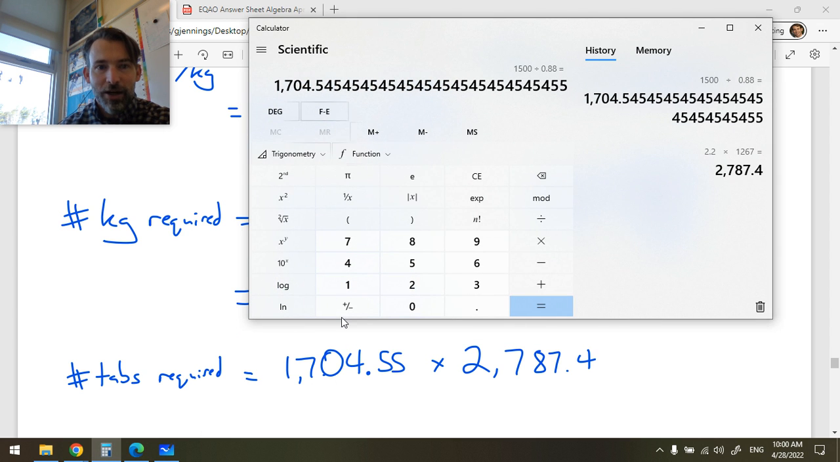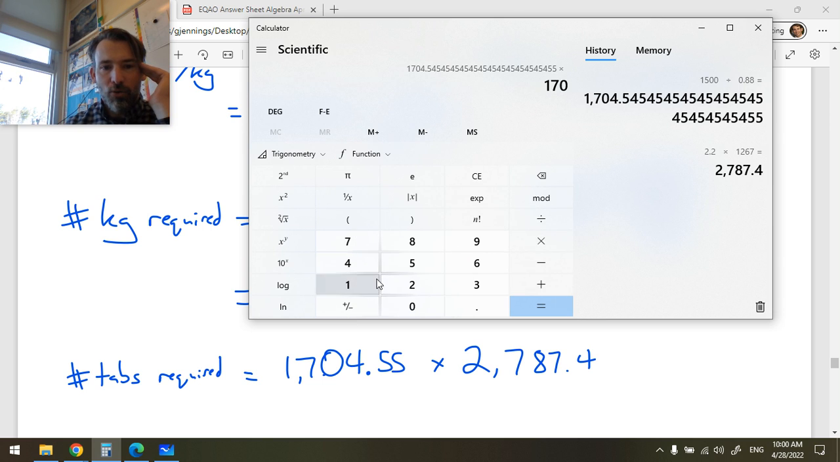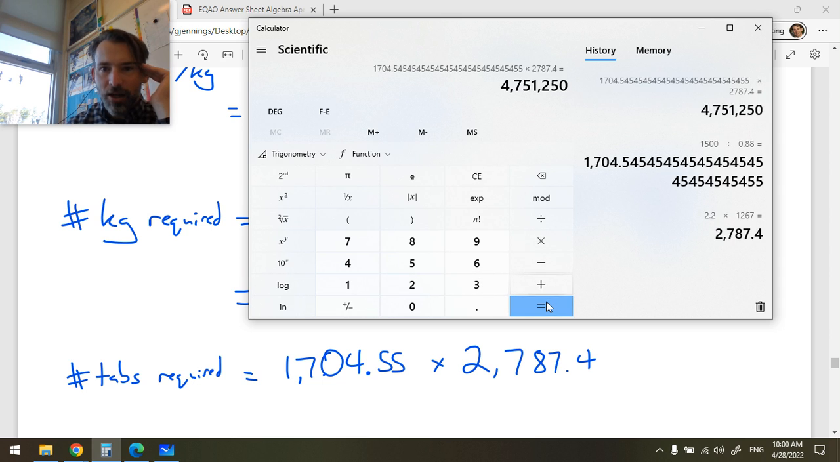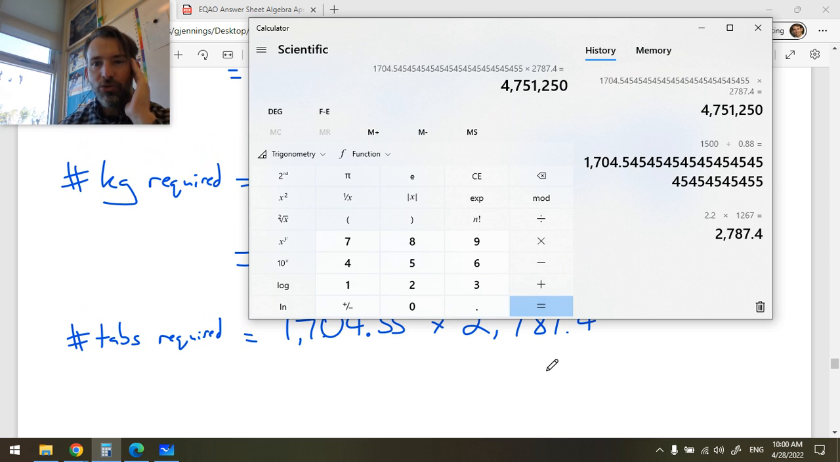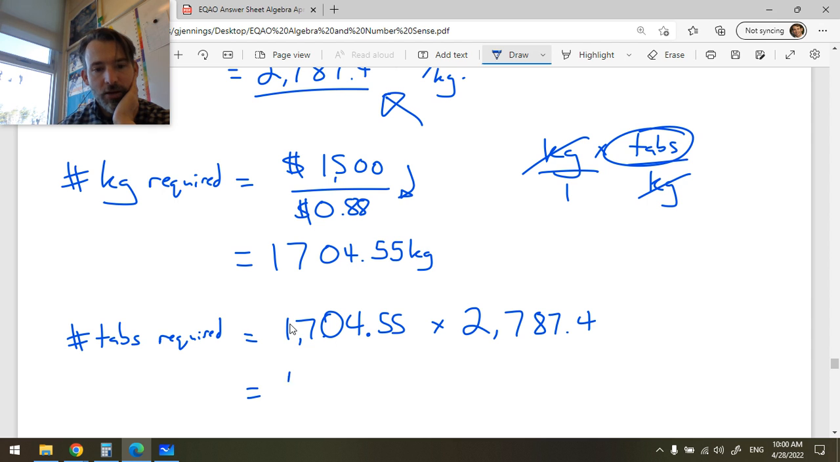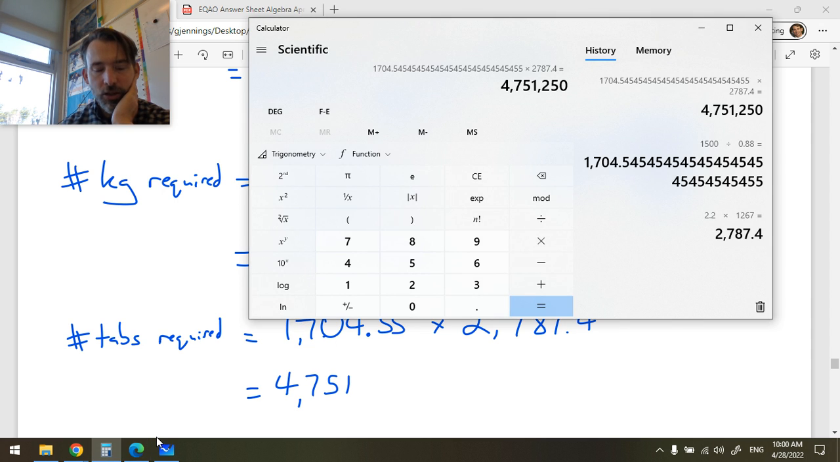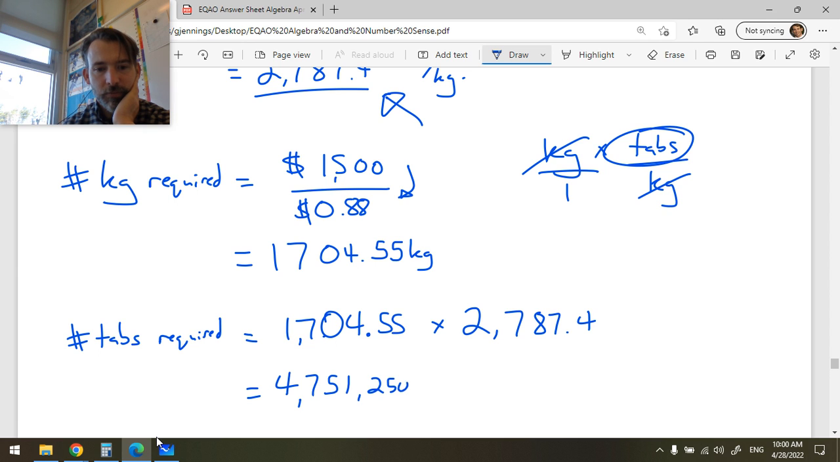Okay, cool. I put a little comma in there for consistency. The convenient thing is I already have this number on my calculator. So rather than even rounding at all, I'm just going to multiply this here by 1704. Oops, wrong number, Mr. Jennings. 2787.4 equals. They will need 4,751,250 tabs.